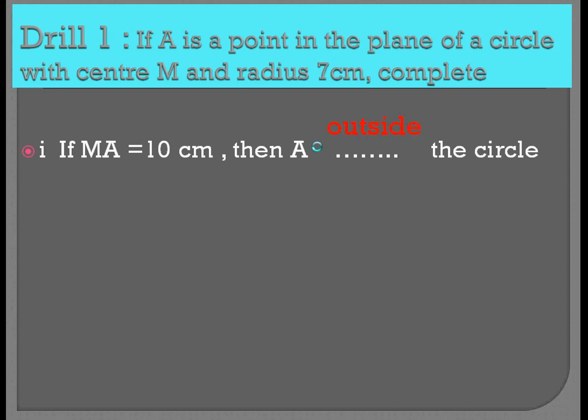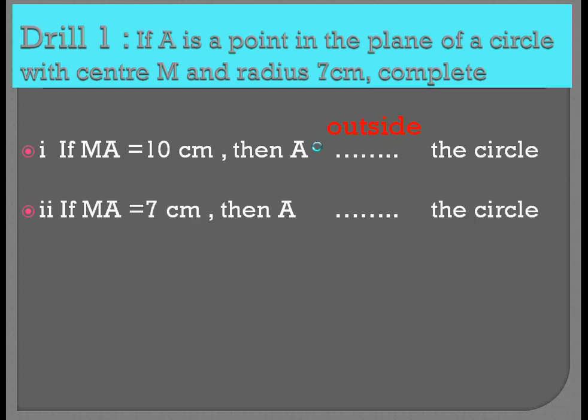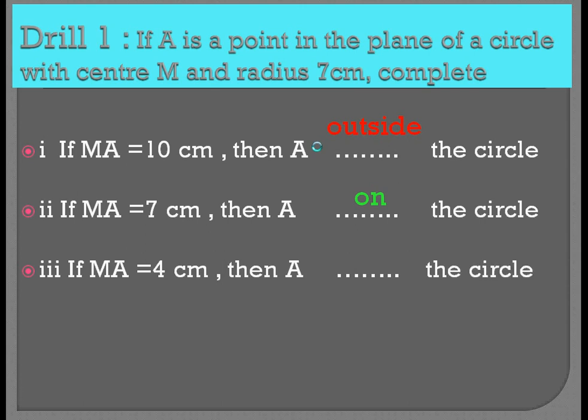After that, we have the second example. If MA equals 7 centimeters, then A is blank with respect to the circle. I have MA, as you see, equal to the radius of the circle, so we can say that A is on the circle. In the third example, we have MA equals 4 centimeters, then A is blank with respect to the circle. I have MA smaller than the radius, then A is lying inside the circle.